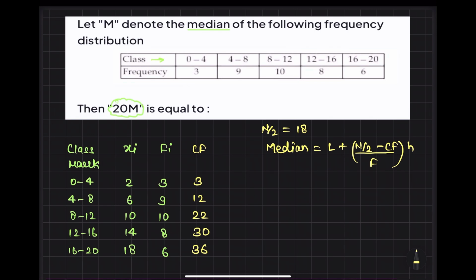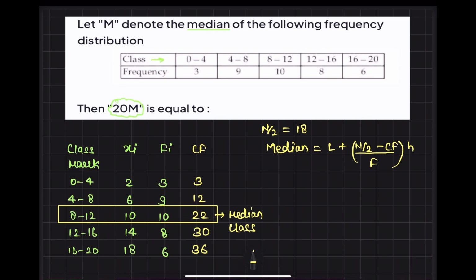Now you know that your n by 2 is 18. So in which class will 18 come? In this one. So this is your median class. Okay, here till roll number 12. In this room till roll number 22, and you need roll number 18, so that one will come under this room. So this is your median class.